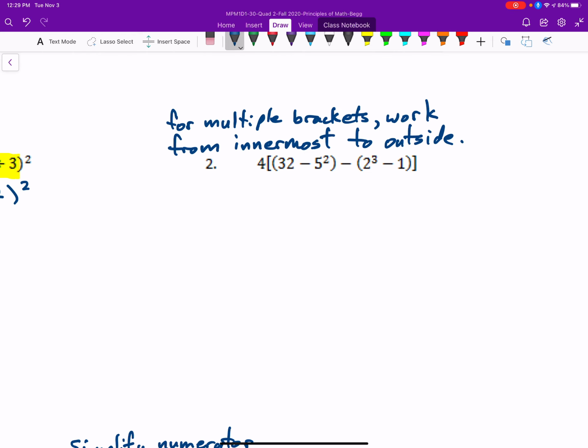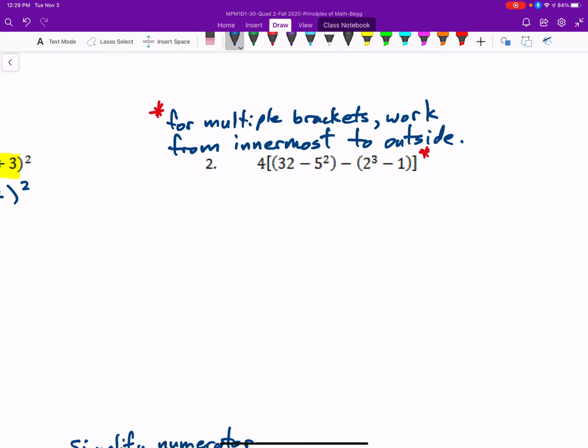All right, let's look at the next one. This one looks more complicated, and I put a little word of advice for how to deal with this one. For multiple brackets, work from the innermost to the outside. So that means we've got a couple of brackets. We've got these square brackets, and then we've got round brackets inside them, 2 sets of round brackets inside them.